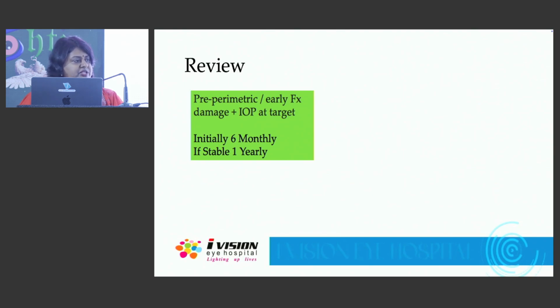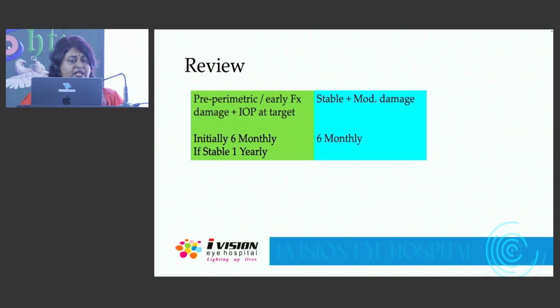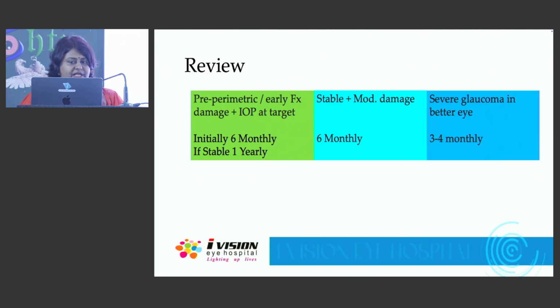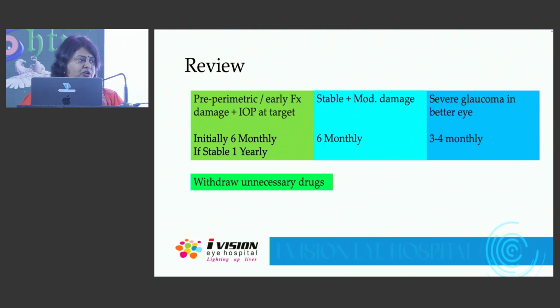In pre-perimetric or early treatment, with early functional defects and IOP at target, initially you follow up that patient 6 monthly, and if you find the patient is stable, you need to follow up at least yearly. If the patient is stable and has moderate glaucoma, 6 monthly. If the patient has severe glaucoma in the better eye, it has to be 3 to 4 monthly. Always reconsider your medication. Always look for an option to withdraw unnecessary medication.